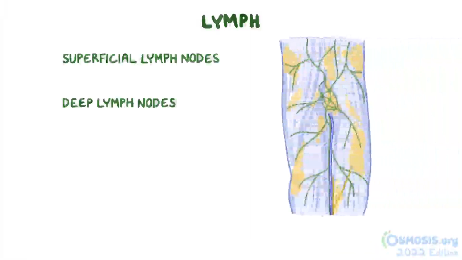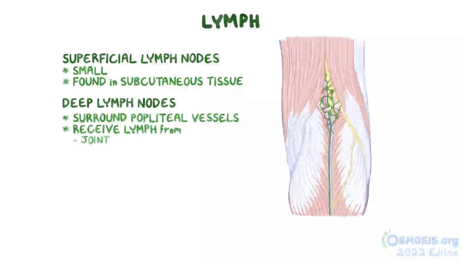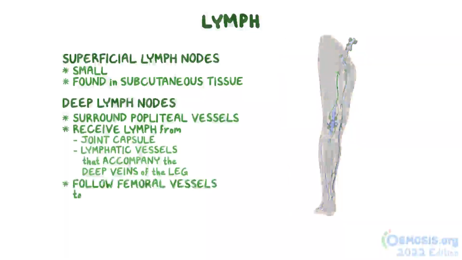And finally, lymphatic drainage is divided into superficial and deep lymph nodes. Superficial popliteal lymph nodes are typically small and are found in the subcutaneous tissue. The deep popliteal lymph nodes, on the other hand, surround the popliteal vessels and receive lymph from the joint capsule and the lymphatic vessels that accompany the deep veins of the leg. These lymphatic vessels and nodes then follow the femoral vessels to the deep inguinal lymph nodes.